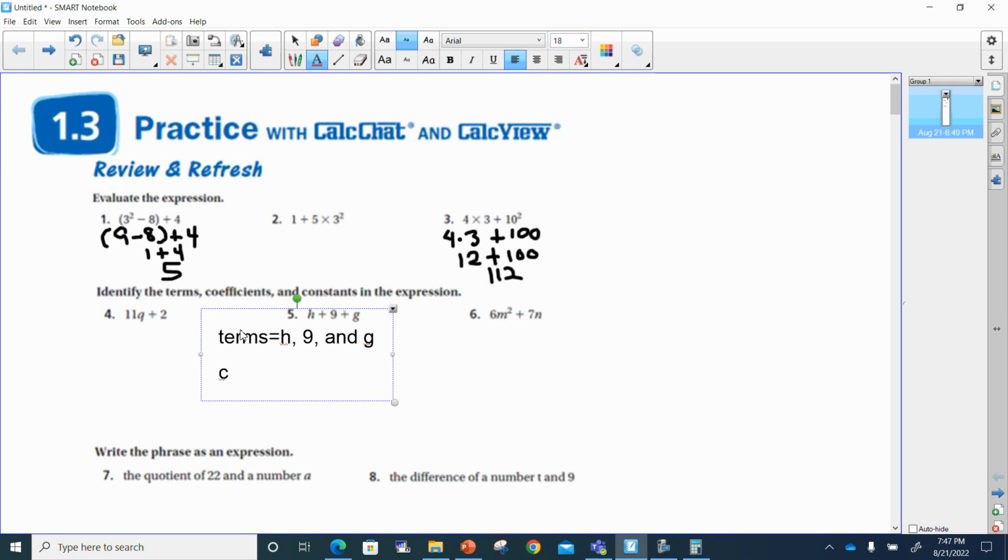My coefficients would equal, well, they're the number that's in front of each of the variables. There's no number in front of these variables, which means both of them have a 1 in front of them automatically. So 1 and 1. I'm going to put both of them because these are 2 different variables, so each one of them will have 1.